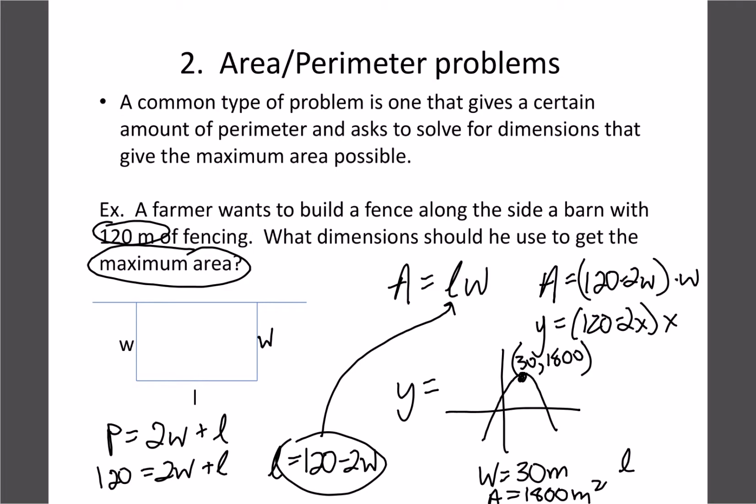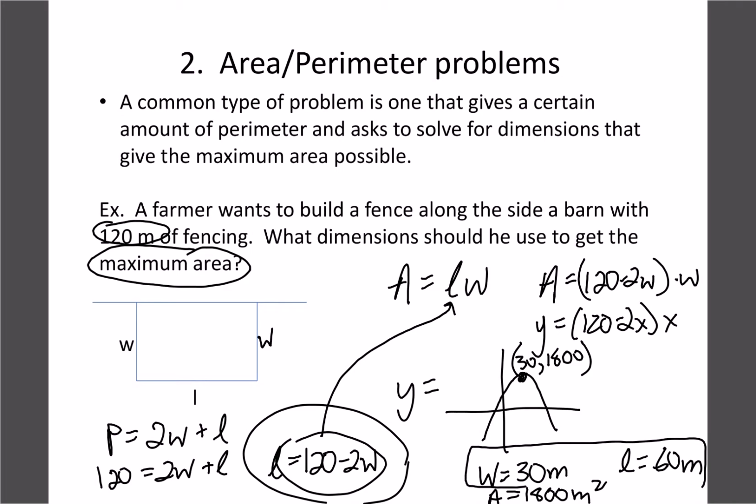The only thing we need to figure out is our length. You can either just go 1800 divided by 30, which is easy enough to get 60, or we could even go back to our earlier formula and put in 30 there. So 120 minus 2 times 30 would give you 60 as well. So in this case, that's our dimension. Our correct answer to the question is we should make it 30 by 60, and that would give us the biggest area possible.